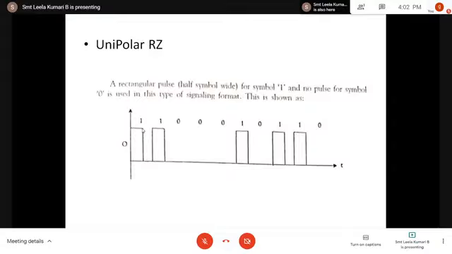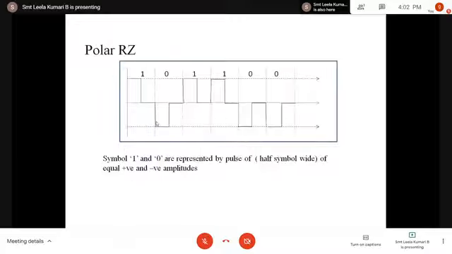See, so this is the complete duration of the symbol. But 1 is represented by means of a pulse of half symbol wide. And again, it returns back to 0. That's why it is unipolar return to 0. And 0 is represented by means of no pulse. So this is unipolar return to 0 format.